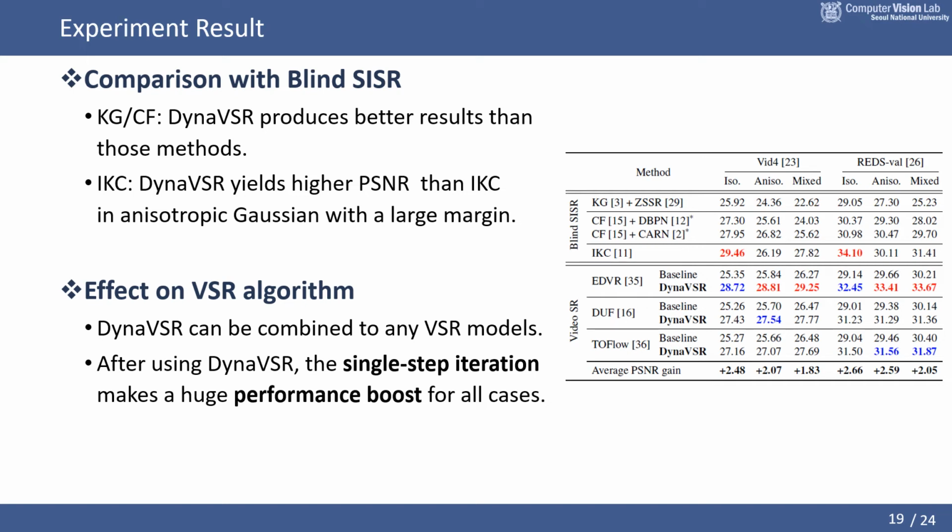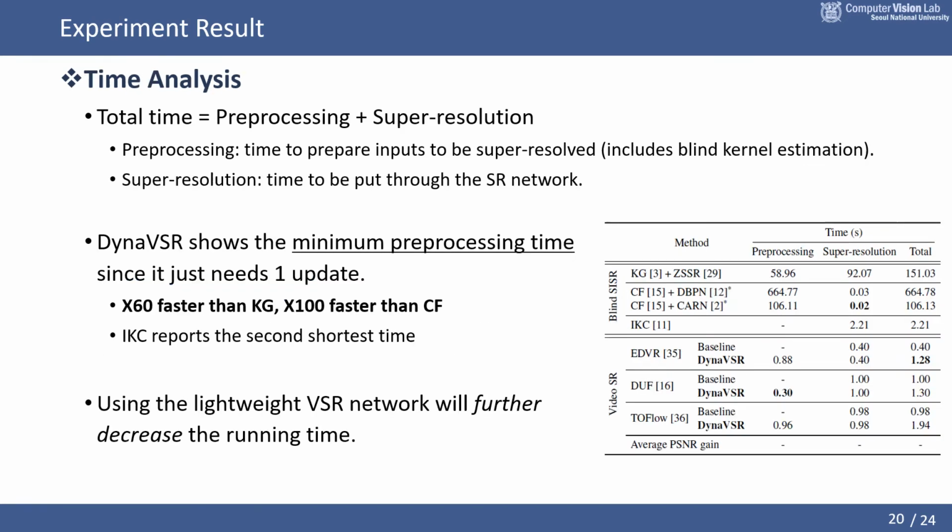We also use 3 general video SR baselines and watch how much DynaVSR can improve. We found that after using DynaVSR, the single-step iteration makes a huge performance boost for all cases. Moreover, note that the computation time for DynaVSR is significantly faster than the other existing blind SR approaches. Our blind kernel estimation process is 60 times faster than KernelGAN and 100 times faster than correction filter. Note that the processing time would be further decreased if we use a more lightweight and faster VSR model.